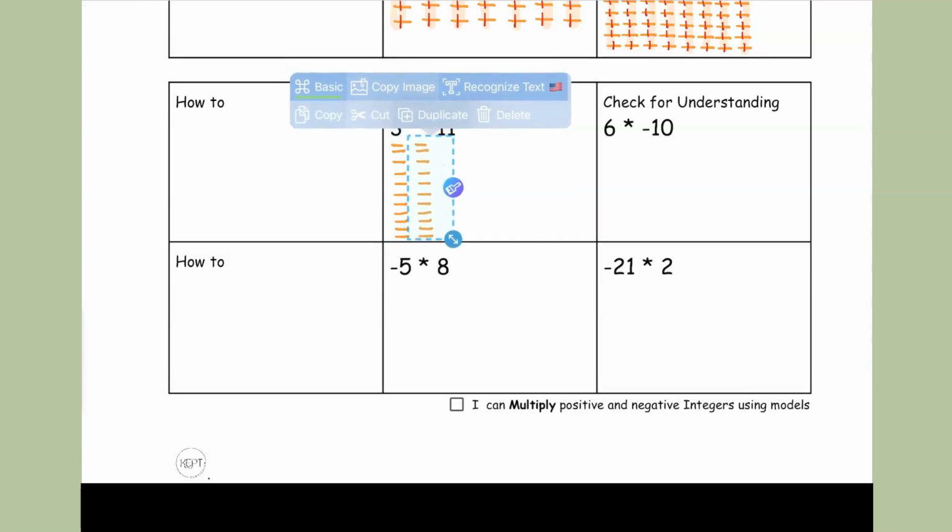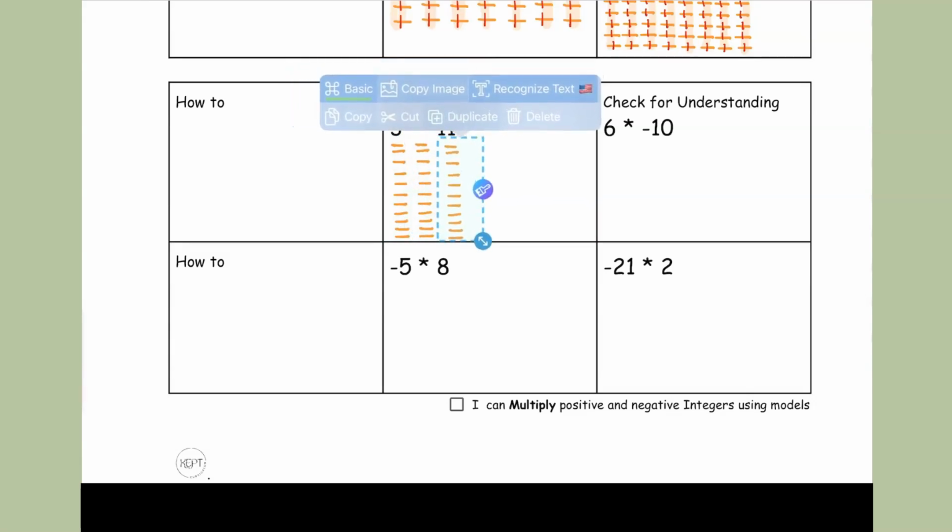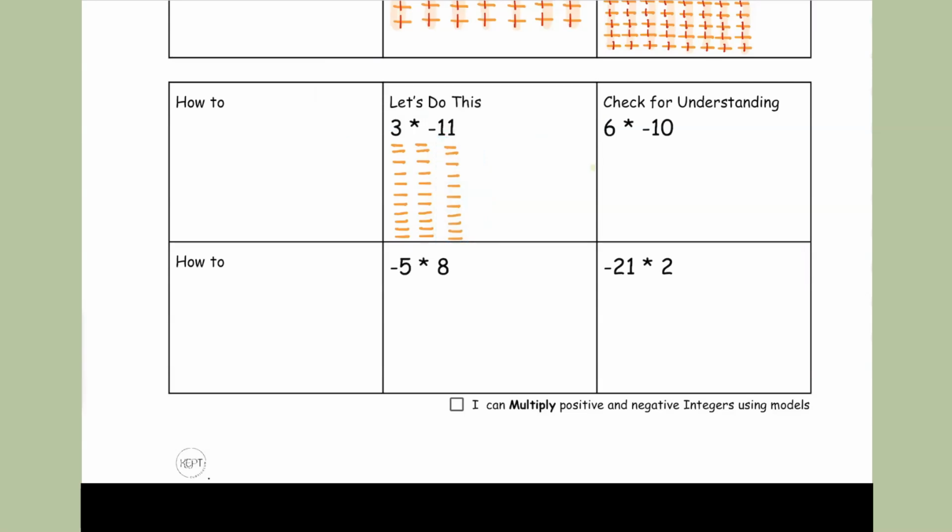So here I have -11. And I'm going to duplicate that 3 times. I do not need to change the sign because the 3 is positive. So 3 times -11, 1, 2, 3 rows of -11 is going to give me a total of -33. So I see here that a positive times a negative is a negative. When I have different signs, they are negative.